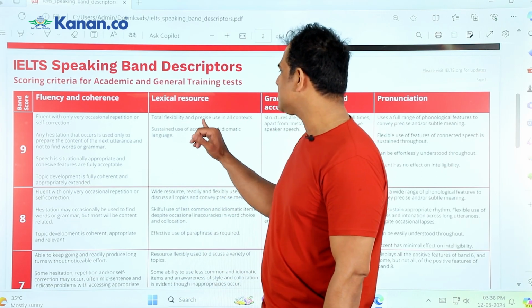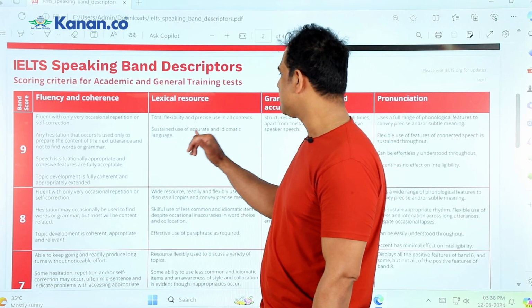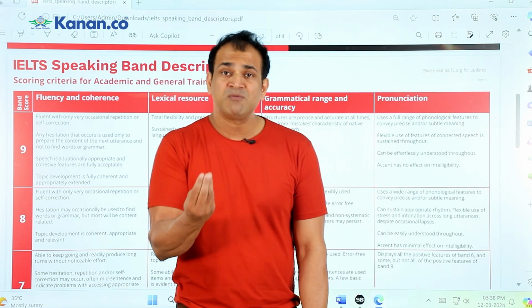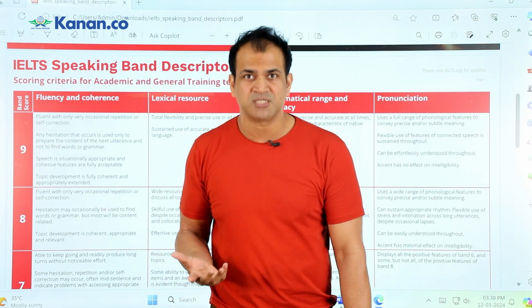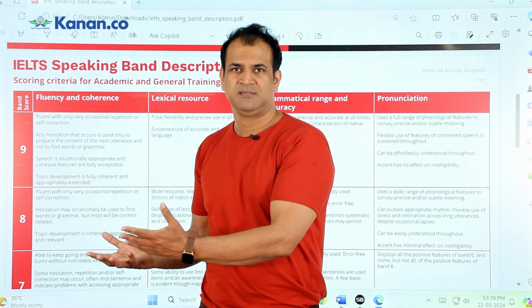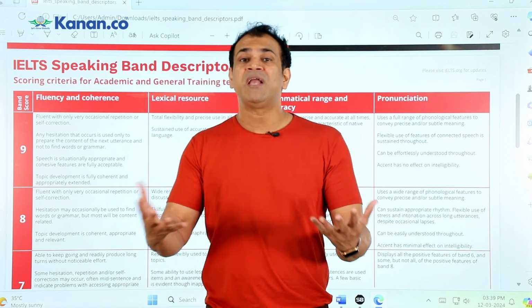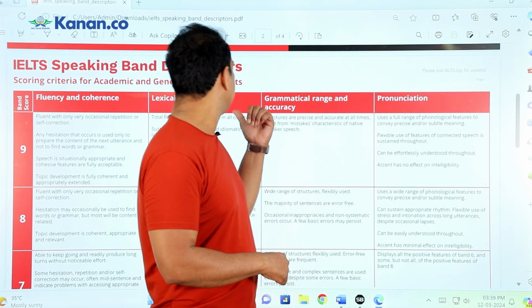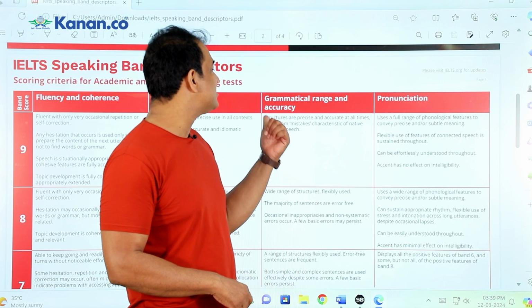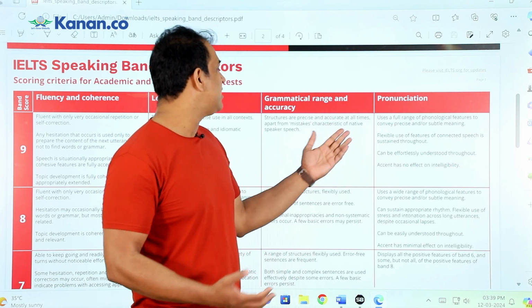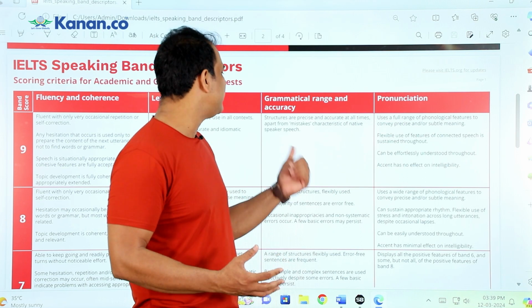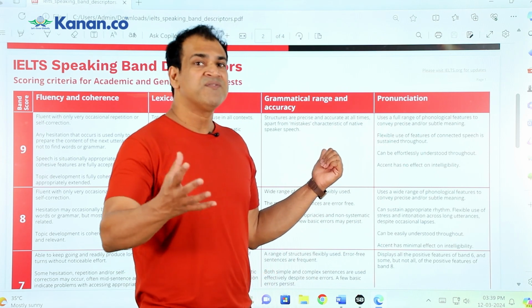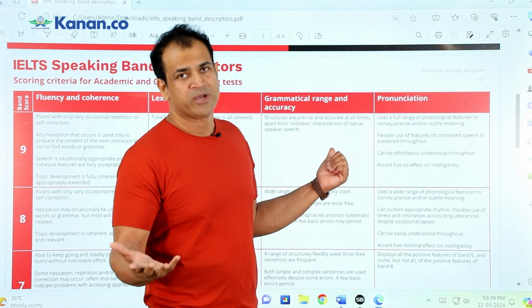In lexical resource, total flexibility and precise use in all contexts, sustained use of accurate and idiomatic language. Idiomatic language, okay, idiomatic language is very important. For example, raining cats and dogs, which means heavy rain. Okay, rise and shine, which means wake up and stay happy. So certain idiomatic phrases are very important in your lexical resource. Grammatical range and accuracy, structures are precise and accurate at all times, apart from mistakes characteristic of a native speaker. Even native speakers make some mistakes here. So if it is relatable to that, it's okay.